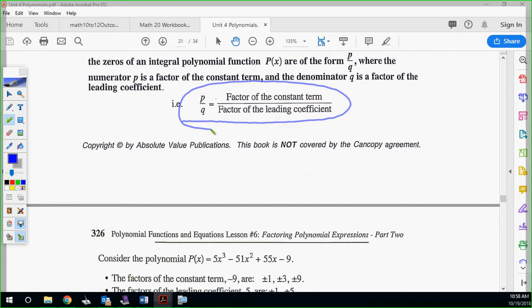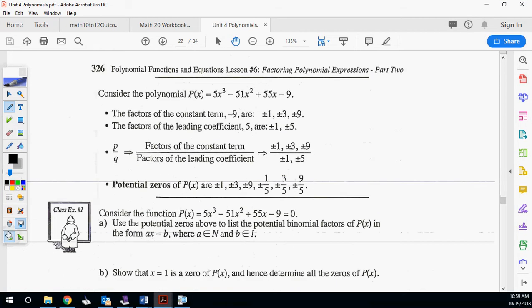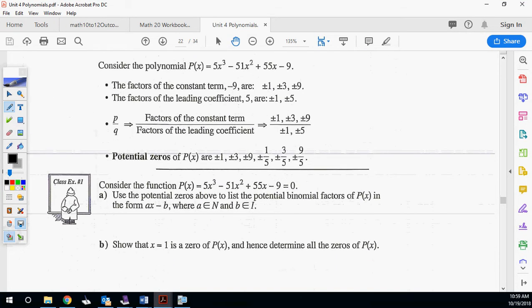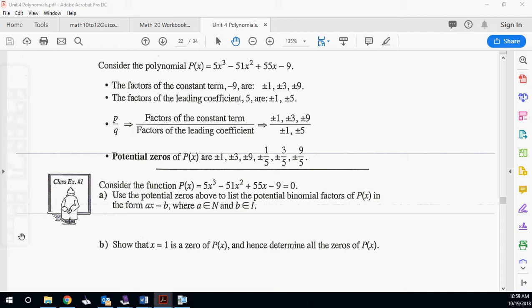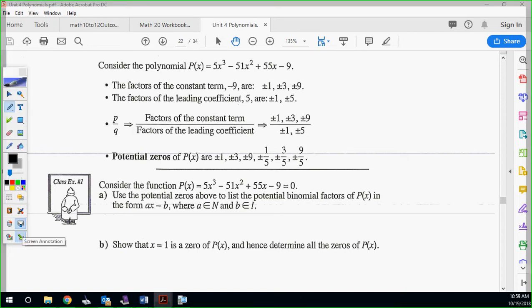We're going to be trying fractions now. We're going to be trying 3 over 2, seeing if 3 over 2 works. If 3 over 2 works, what's that factor? Remember, you've got to think, oh, 3 over 2 would mean it's going to be 2x minus 3. Add the 3, divide the 2. We'll get used to that pattern as we do it. Okay, so let's look at this one. Consider the polynomial 5x cubed minus 51x squared plus 55x minus 9. The factors of the constant term, the negative 9, are plus or minus 1, plus or minus 3, plus or minus 9.